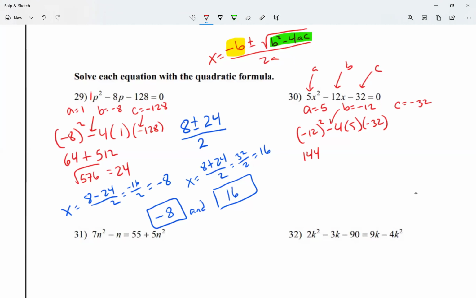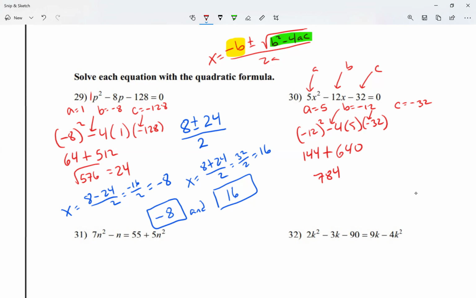And then I see this minus and I see this other minus. So two minus signs make it a plus sign. And then I'm going to multiply 4 times 5 times 32. And that gives me 640. But 144 plus 640, that gives me 784. And again, the discriminant is the hardest part, so that's why I do that first.